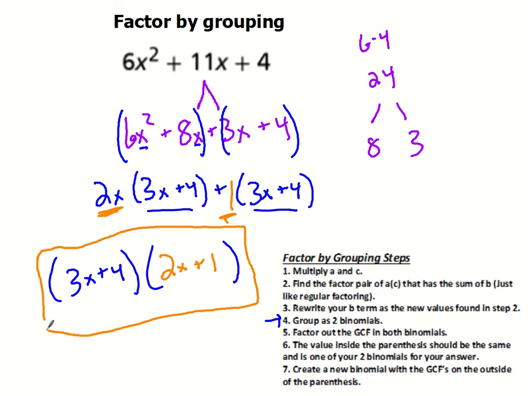If I were to distribute this out, it should get me to 6x squared plus 11x plus 4. 4 times 1 is 4, so that's good. And then 3x, 2x gives me 6x squared. 3x plus 1x is 3x. 4 times 2x is 8x, which gets me to 11x. So there's a lot going on here. It takes a little bit of practice. So let's look at another one.